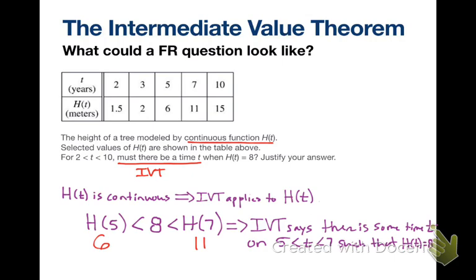I'm going to underline the key parts here in green. In order to do this correctly and get all of the points on a free response style question, we have to establish that this function meets the conditions for IVT to apply. We have done that by stating h of t is continuous. We then have to successfully pick that interval, that window that borders or bookends that specific value we want. 8 in our question here, 8 was between 6 and 11, so between 5 years and 7 years, we picked that window to apply that intermediate value theorem.